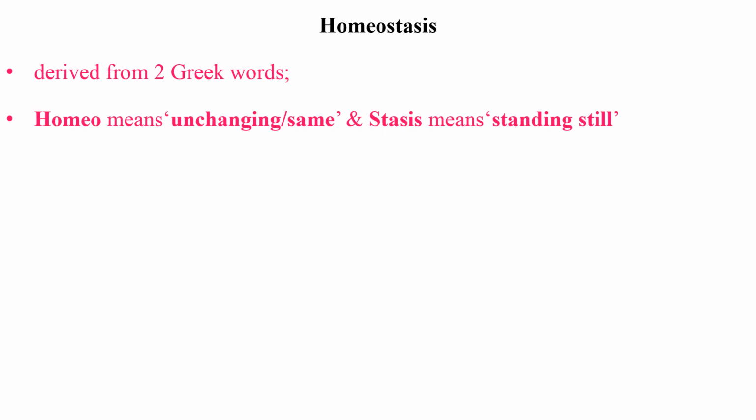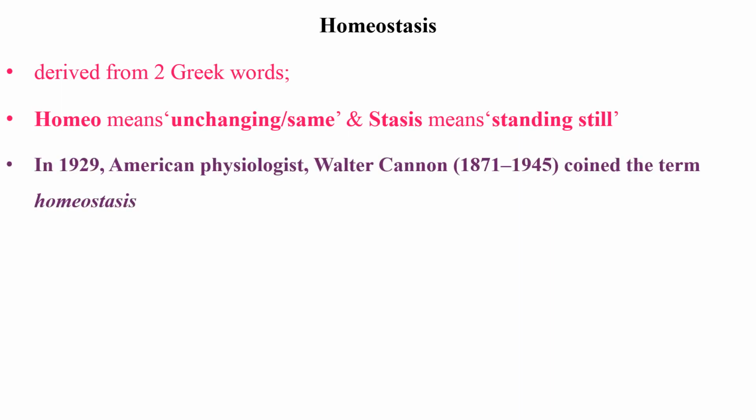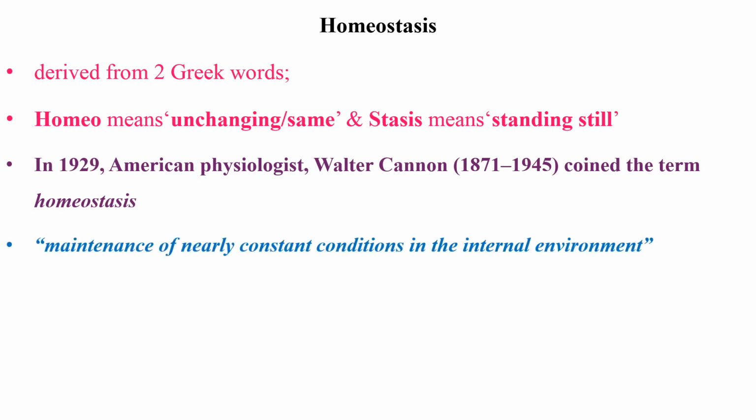The term homeostasis is derived from two Greek words. Homeo means unchanging or same. Stasis means standing still. This term was introduced in 1929 by an American physiologist, Walter Cannon. It can be defined as the maintenance of nearly constant conditions in the internal environment.